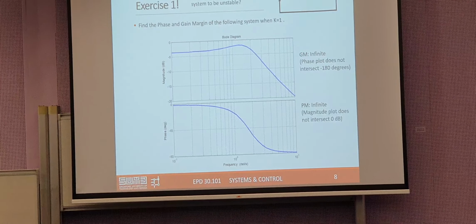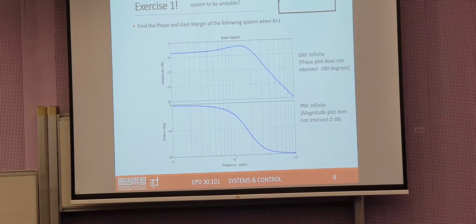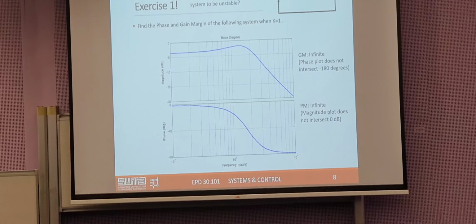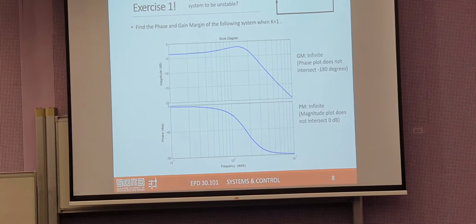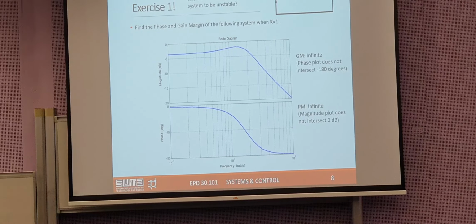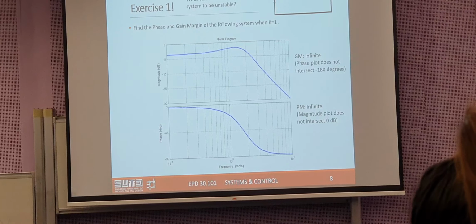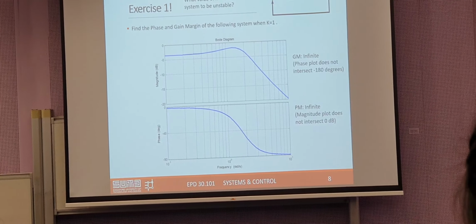For stability, we need both the phase and gain margin to be positive. So this system, just by looking at the Bode plot, is very stable. If you don't believe it, you find the closed loop poles of the system and solve for them, all in the left half plane. That's when k equals 1. If you change k, it would be slightly different. So let's wait for the next example.